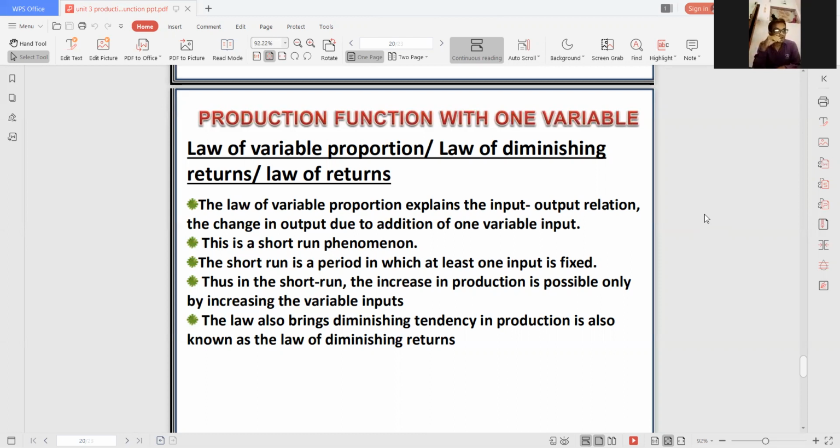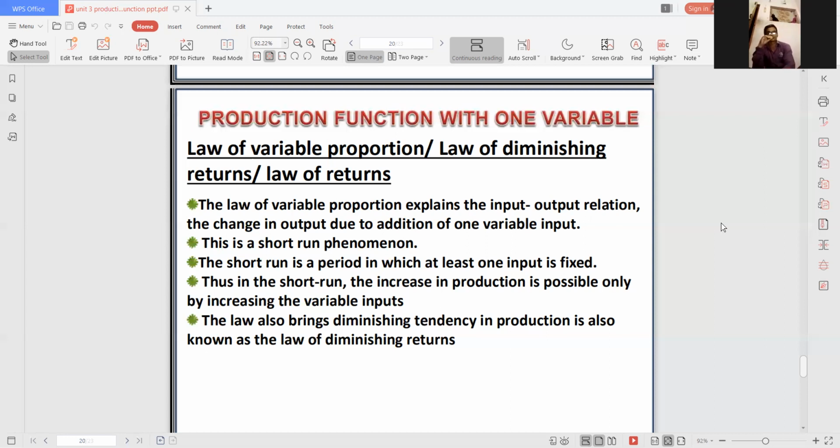So the short run is a period in which at least one input is fixed. Thus, in the short run, an increase in production is possible only by increasing the variable inputs. Obviously, an increase in output is only possible by changing the level of variable input factors, not the fixed input factor. This law brings a diminishing tendency in production and is also known as the law of diminishing returns.